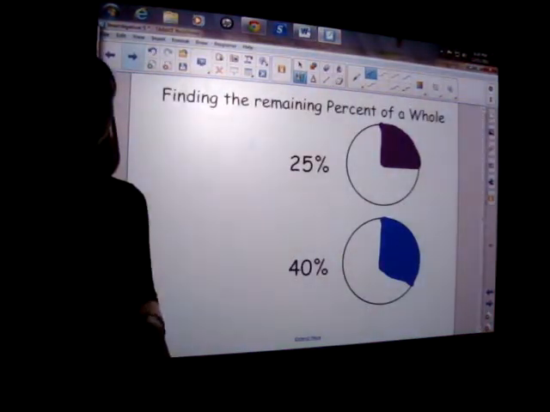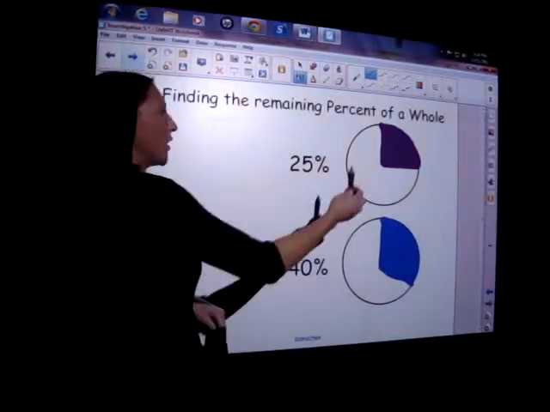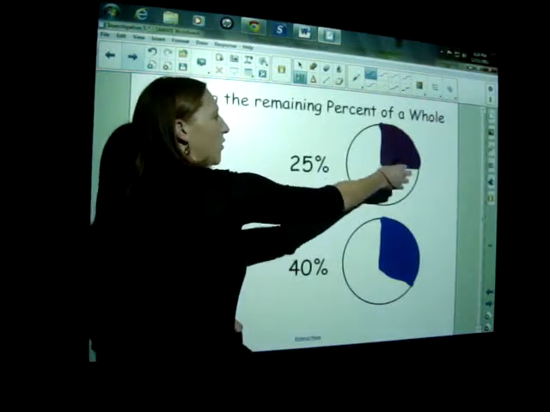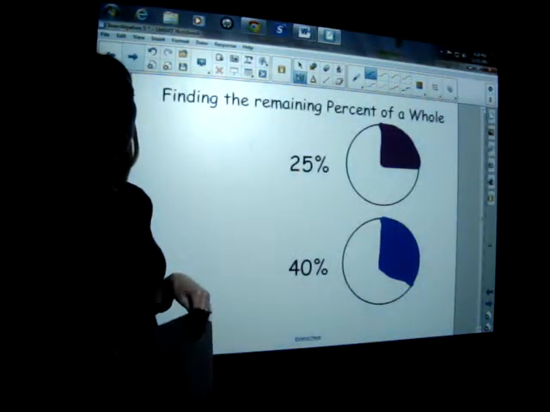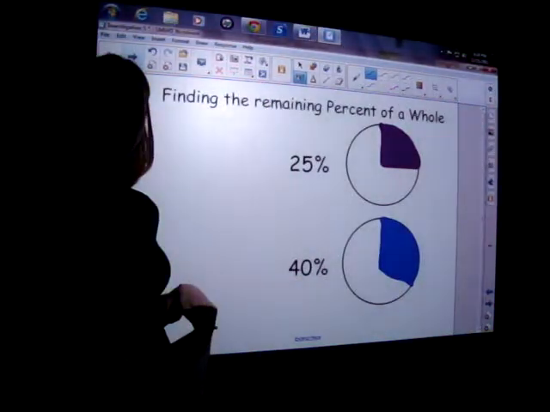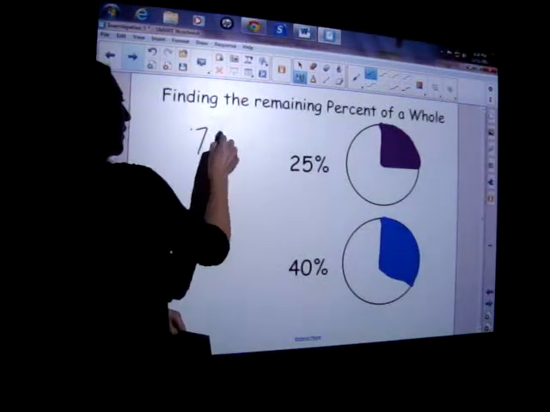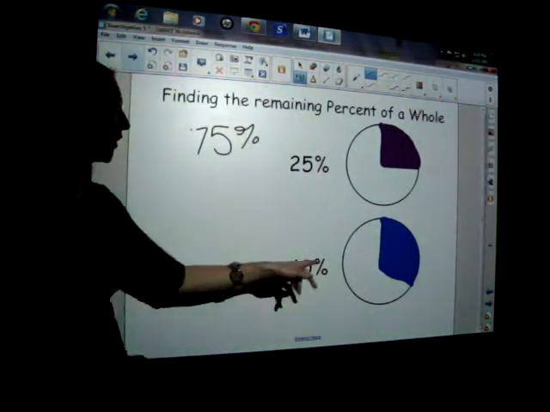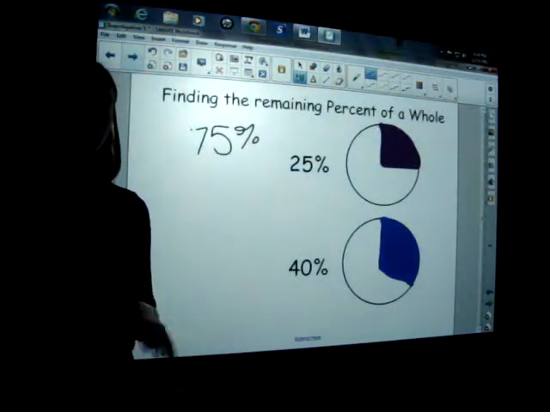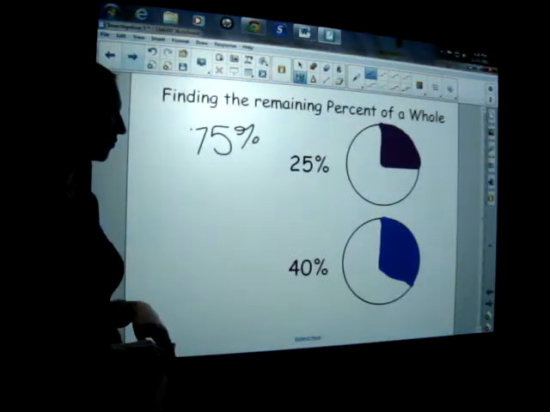We're going to find the remaining, or finding what's not shaded in these problems. So right here I have a circle. Only 25% of it is shaded. So if I think I have 1/4 shaded, how many are not shaded? That would be 3/4, or 75%. Try this one on your own. Pause the video, do the problem, and then resume.